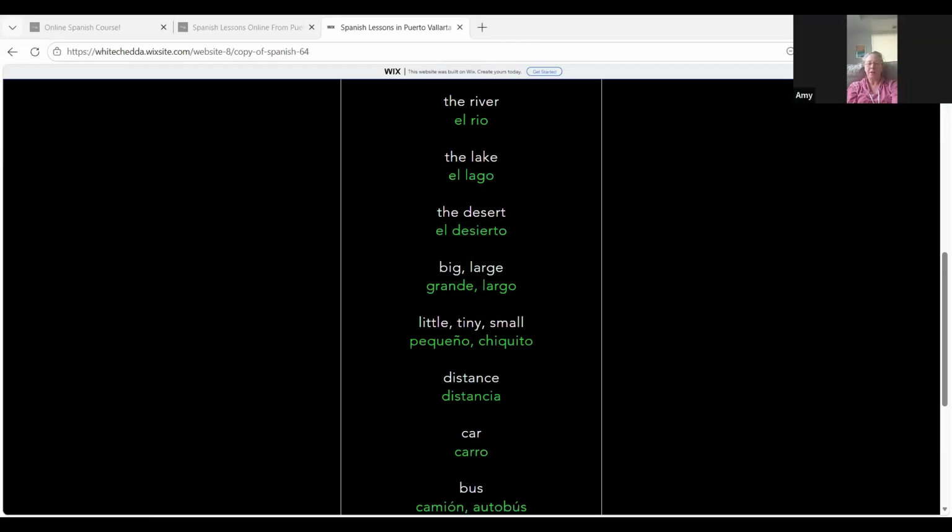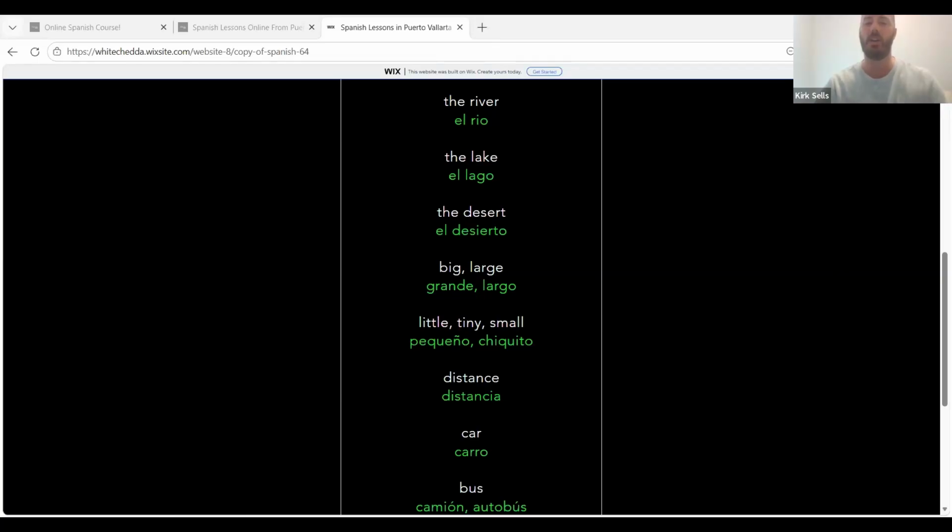El lago es largo. That would be saying the lake is large. And we just want the large lake, so we don't need the S. So we can say el lago largo. El lago largo. Really nice. Yeah, good.